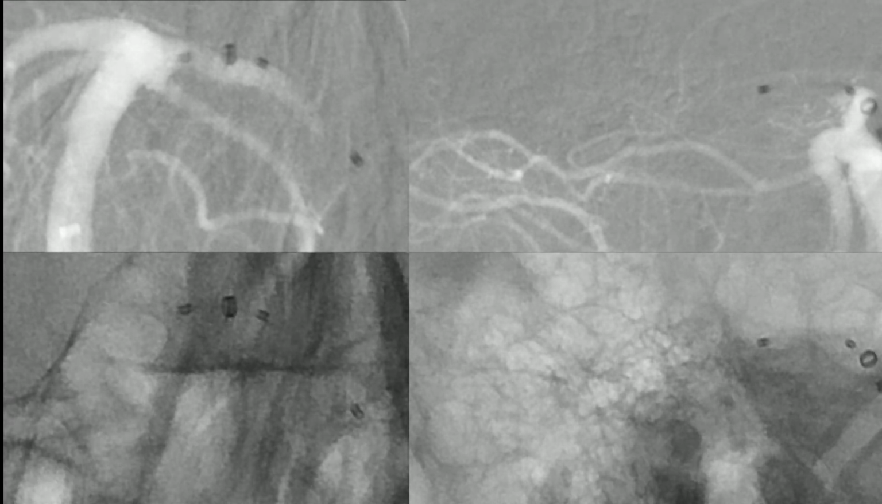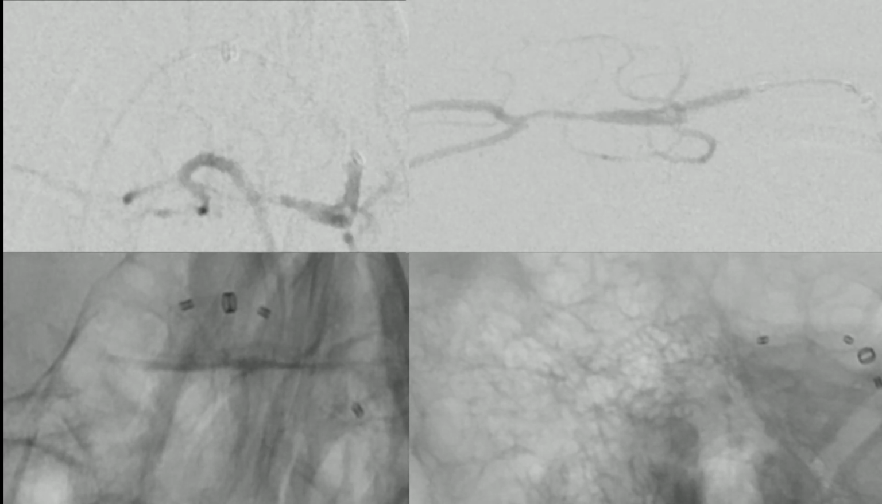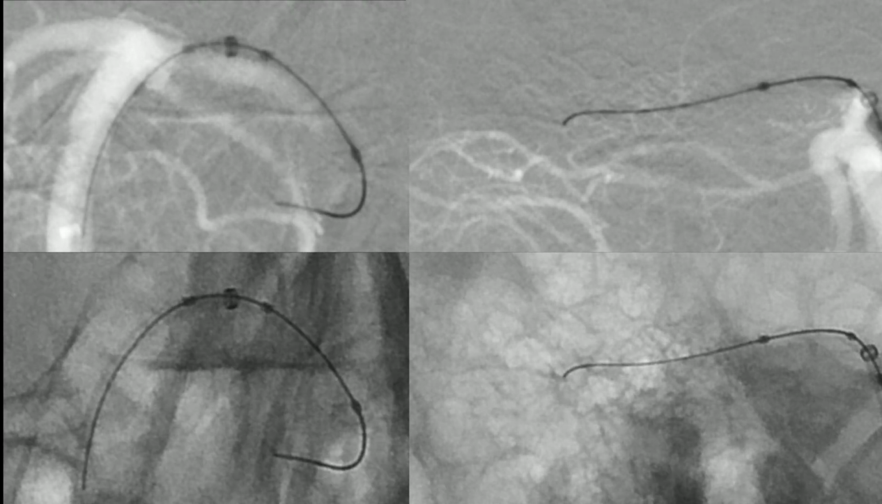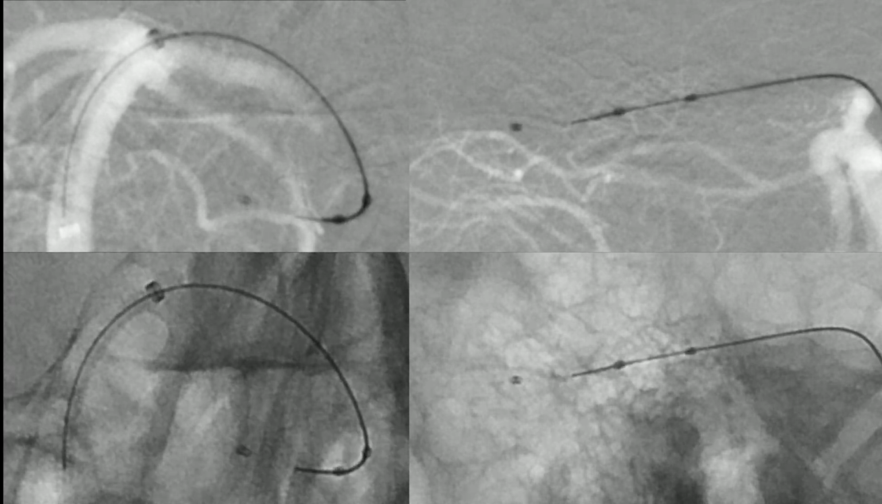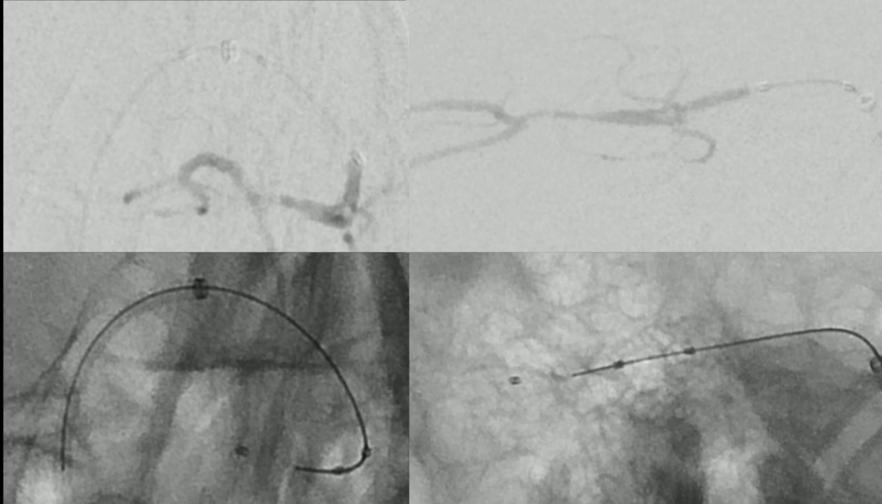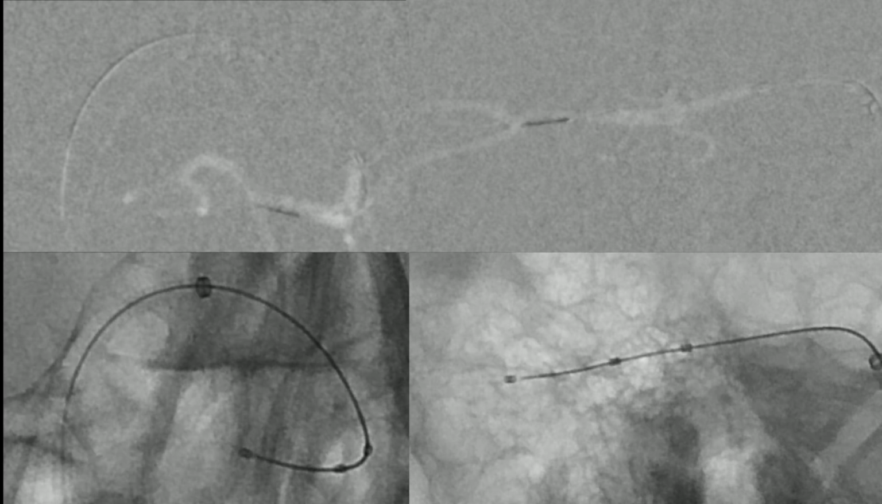And now we perform a 2D angiogram to see the results. We still see a stenosis in the distal P2 segment. And that's why we will take the microwire and navigate to this segment. We take the lower branch because it's straightforward.